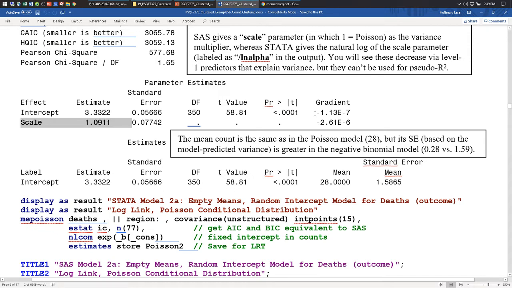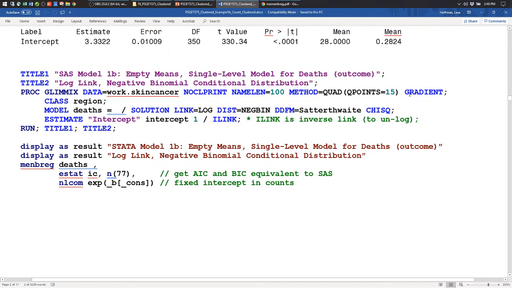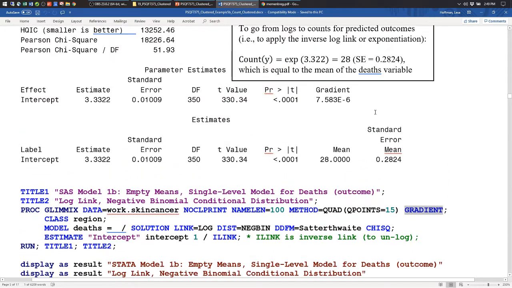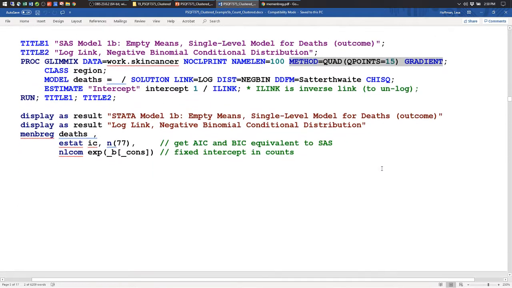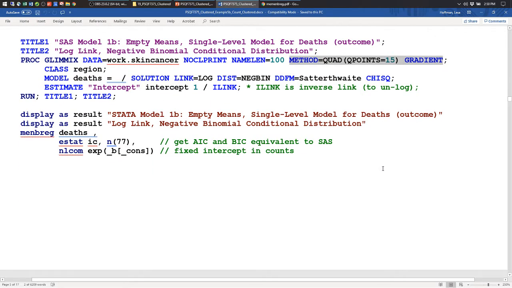Something else that we haven't talked about yet, but that you will see in SAS output, I couldn't figure out how to get it out of Stata, are gradients. So I've added this keyword gradient to my options. You also now know what this means. So method equals quad. You know what quad stands for? Quadrature. Q points equals 15 means I would like 15 rectangles, please.